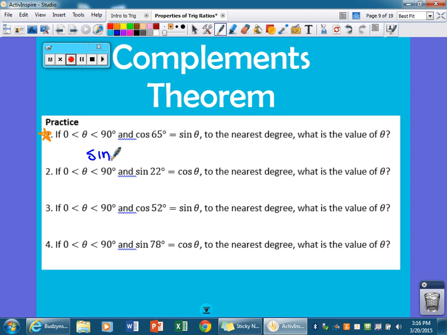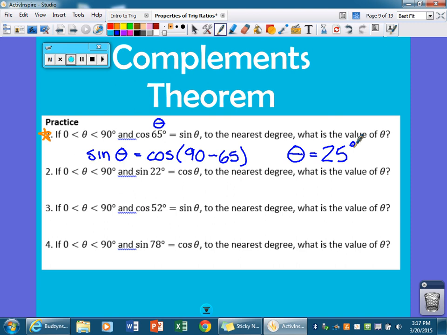So again, we need to figure out what theta is. Now, it doesn't just equal 65. Remember the theorem that we just stated. If I have sine of theta, I'm just putting my own unknown here on the left. That's my unknown. And it's going to equal cosine of 90 minus, now 65 is also my theta, so I'm going to put 65 over here. So all I really need to do is 90 minus 65. So that means my theta equals 25 degrees. And that's my final answer. Theta equals 25. So try 2, 3, and 4.